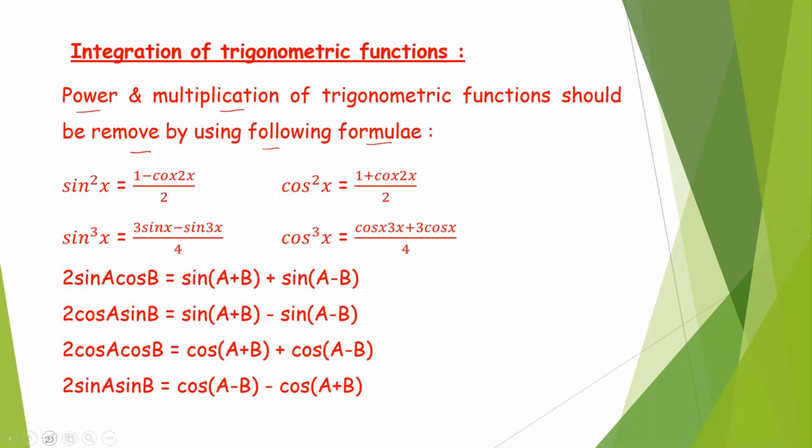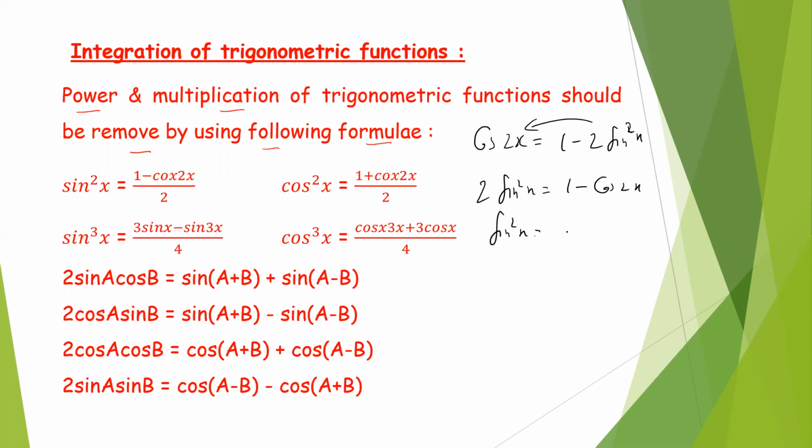The first formula is sin²x equal to (1 minus cos 2x) by 2. How do we get this formula? cos 2x equal to 1 minus 2 sin²x. We all know it. Take 2 sin²x this side: 2 sin²x equal to 1 minus cos 2x. So sin²x equal to (1 minus cos 2x) by 2.